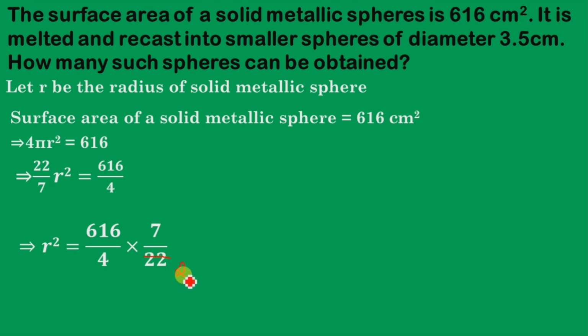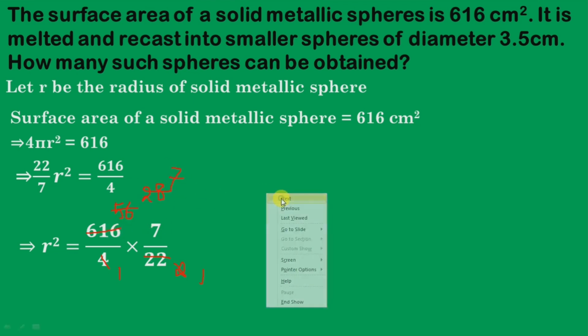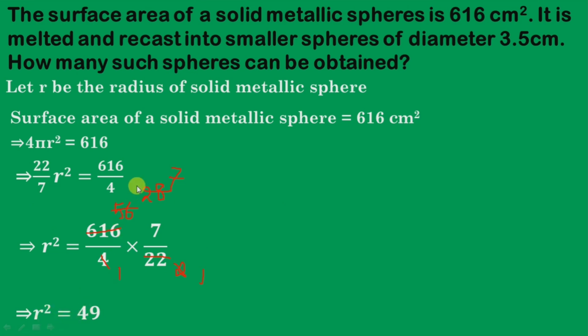11 2s are 22. 11 5s are 55. 11 6s are 66. 2 1s are 2 with the 2. 2 2s are 4. 2 8s are 16. 4 1s are 4. 4 7s are 28. So r square is equal to 7 into 7, 49. Therefore r is equal to 7.